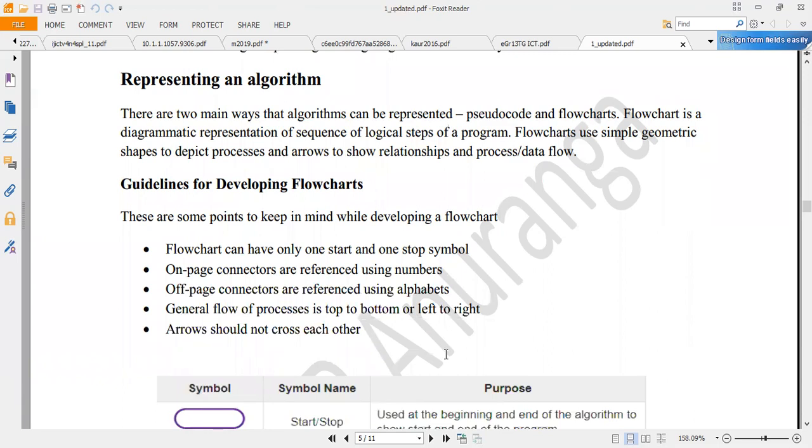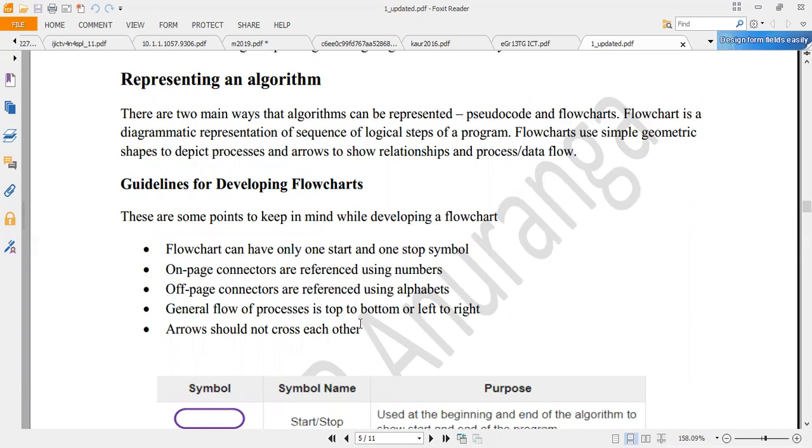Guidelines for developing flowcharts. Flowcharts can have only one start and one stop symbol, but there is a limitation. We can have many endpoints, but only one starting point. It has been checked in the A-level examination, where some questions gave 2 endpoints. Therefore, the theory should be changed. Flowcharts can only have one starting point, but can have multiple endpoints.